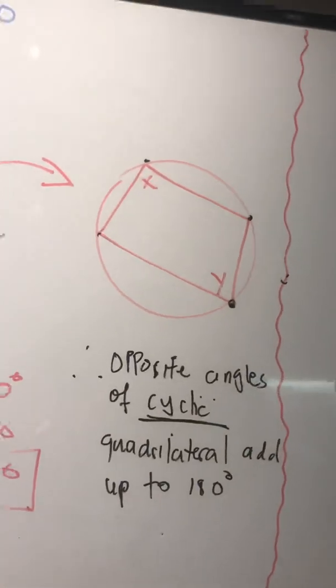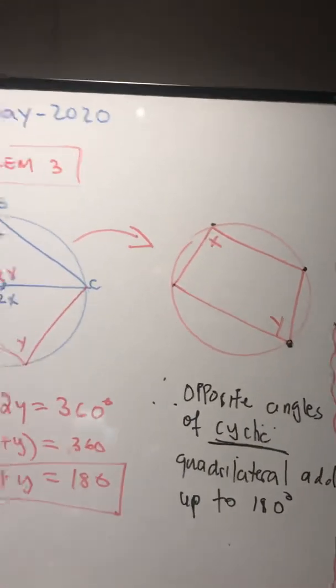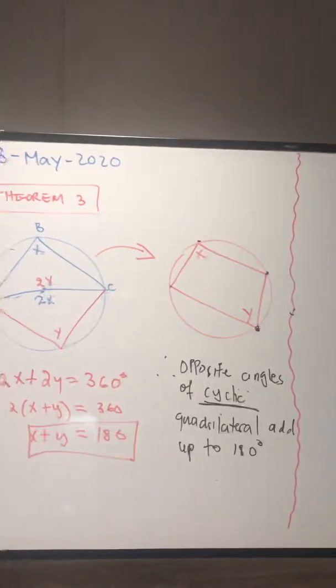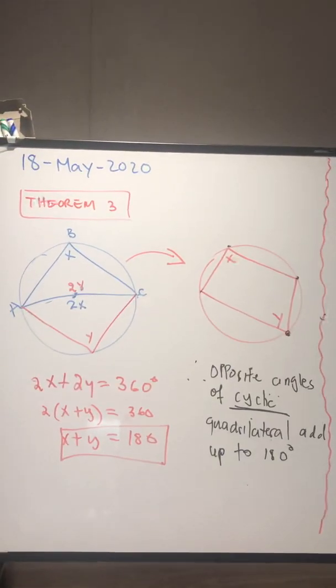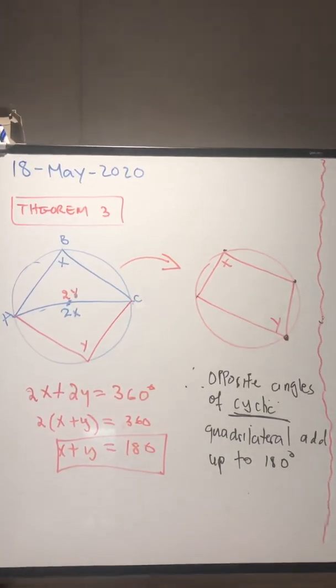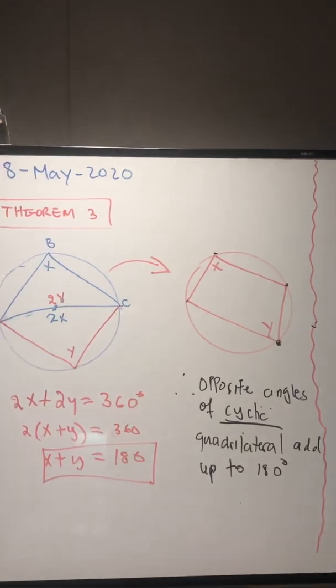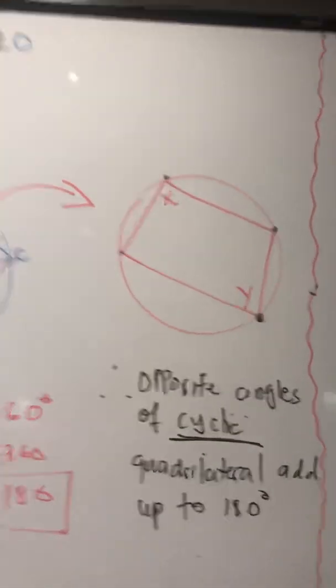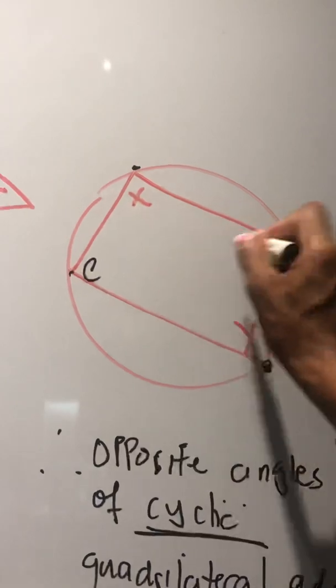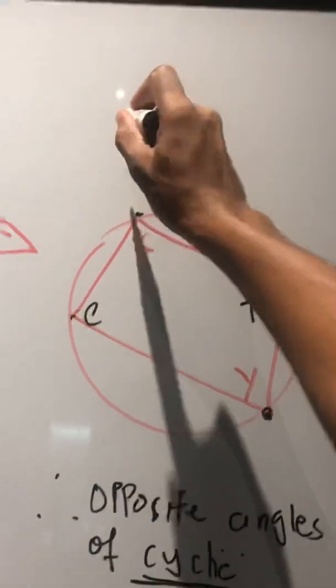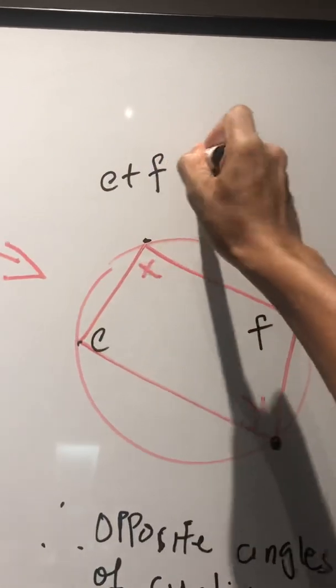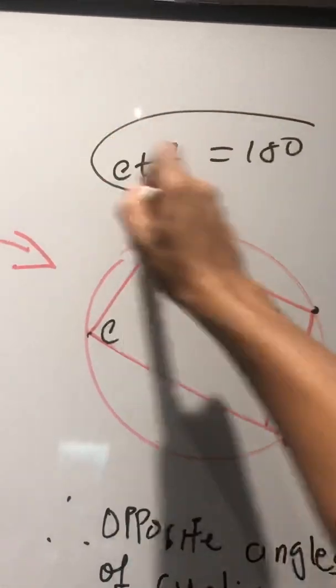So that is our Theorem 3, right? Our Theorem 3 says the opposite angles of a cyclic quadrilateral are equal to 180. So if this is E, this is F, so that means E plus F is equal to 180.